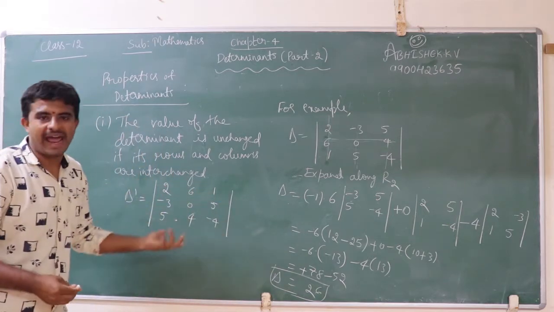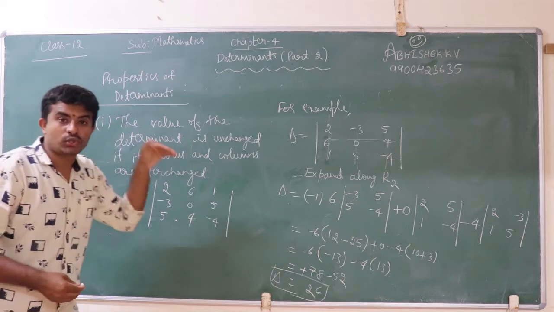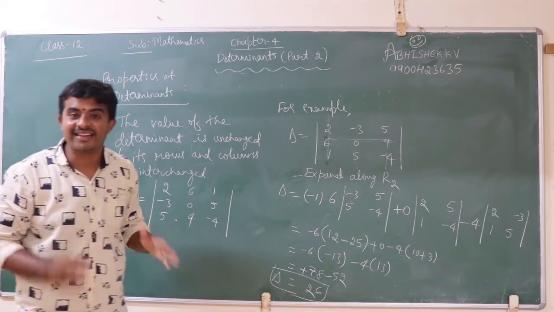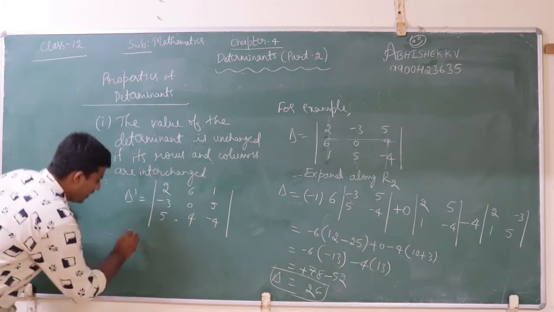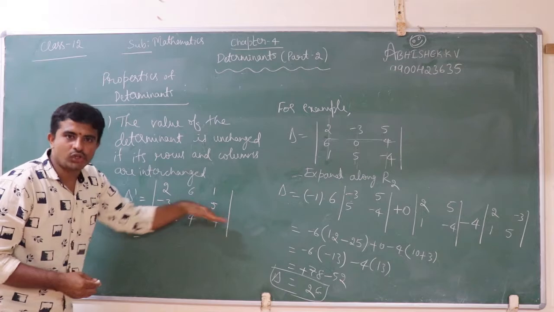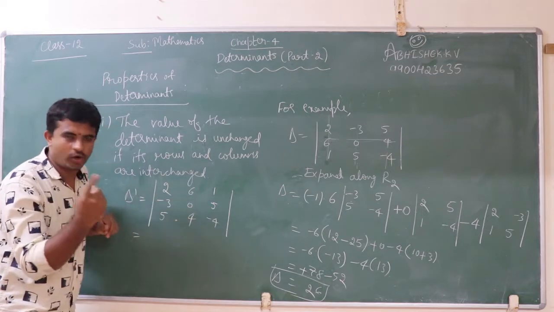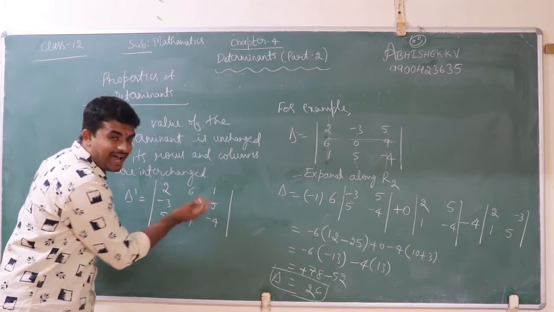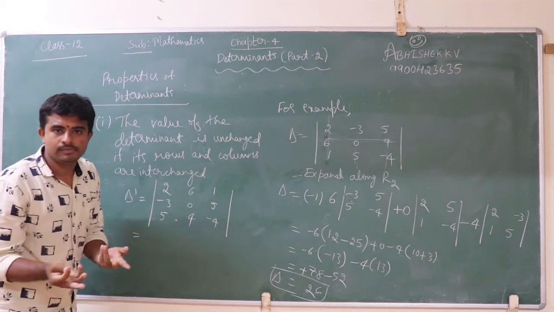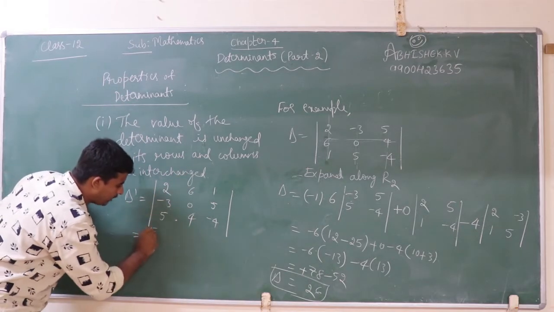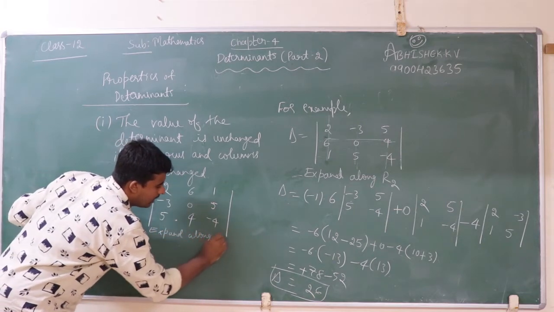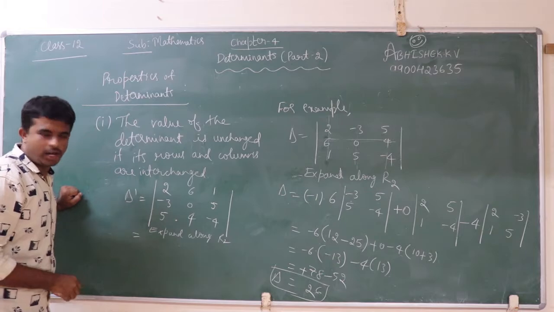Now let us check what happens. The property says if its rows and columns are interchanged, the value of the determinant is unchanged, right? So again I will go through R2 only because it has a 0, but R1 has no zeros, R3 has no zeros. If you go through C2, no problem. I am going to expand along R2.